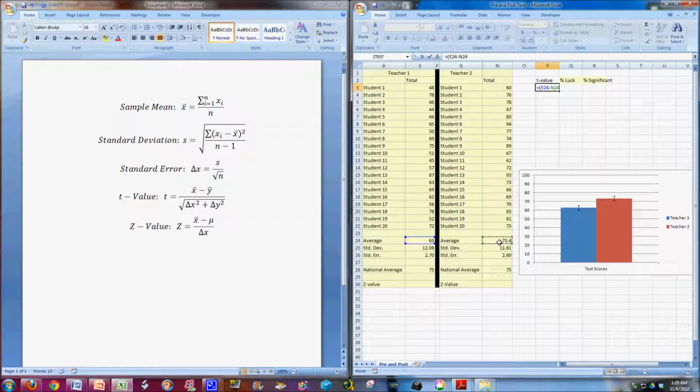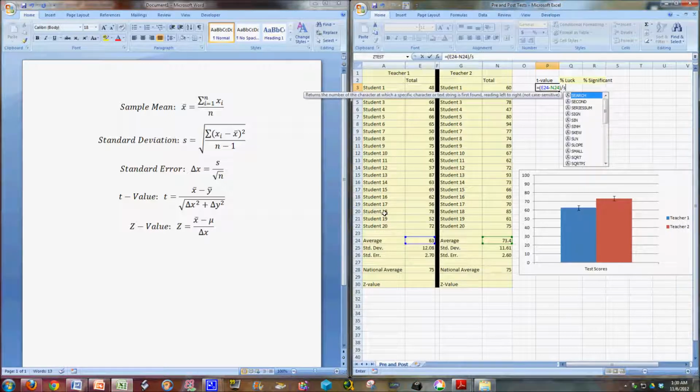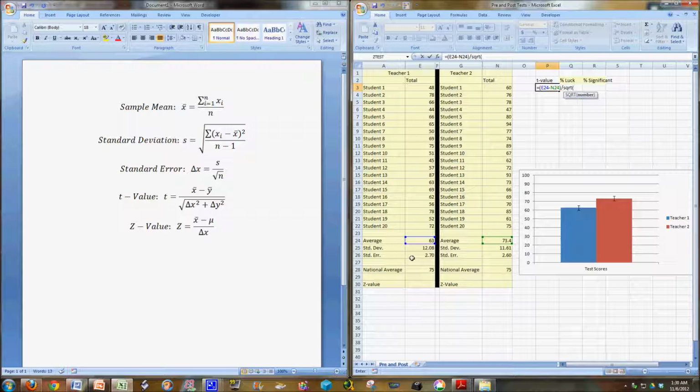Okay, and then we want to say divided by the square root of the standard error of our first one squared, plus the standard error of our second one squared. Alright, and so there's our t-value. It doesn't really make much sense as to what this means right now.